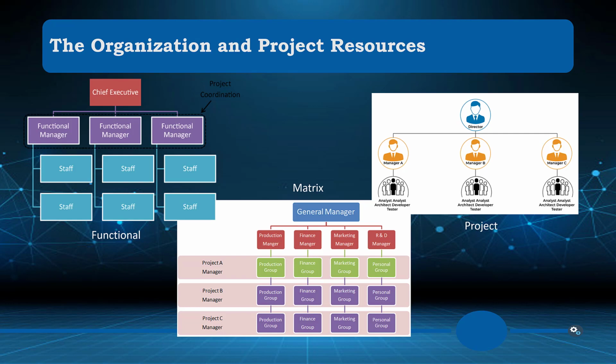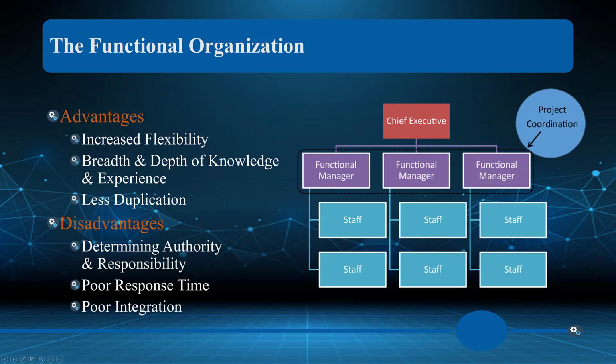So what we're taking a look at right now is the project resources and ways of organizing projects within an organization. Okay, so we have a matrix, we have project, we have a functional. Let's go ahead, we'll continue on because we're going to look at each one of these in detail from an advantages and disadvantages. So when we look at functional organization, notice the project coordinator there.